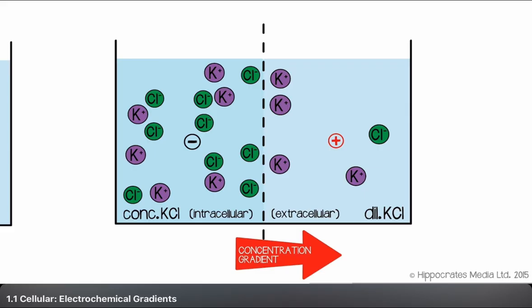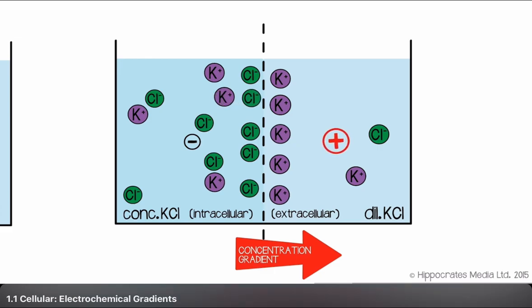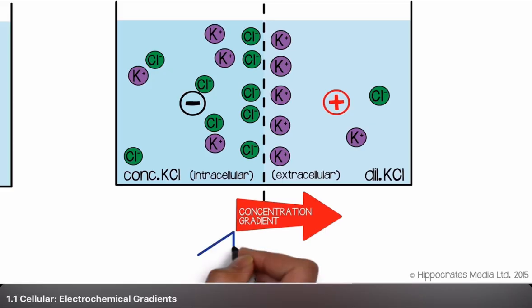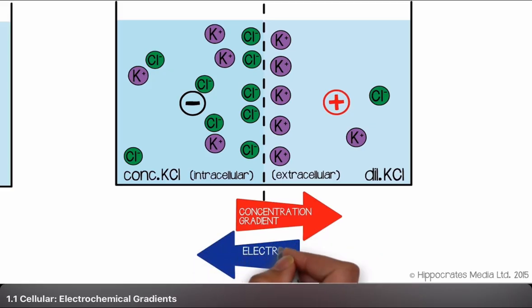So what's going to happen is that as more and more potassium crosses the membrane, the right-hand side becomes more positive, the left-hand side becomes more negative. And so we're creating an electrical gradient across the membrane. Now, if you're a potassium ion, you're now experiencing two forces. You have the concentration force from left to right, but you also now have an electrical force which is going from right to left, because you're a positively charged ion, and from the point of view of your charge, you would rather be on the left-hand side.